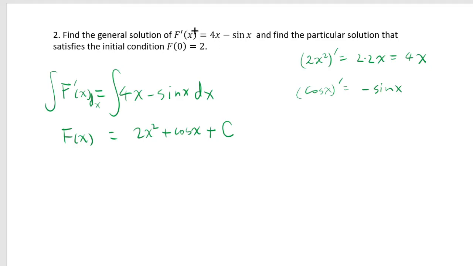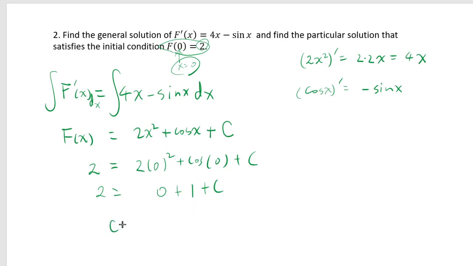Now, what does this mean? This means when x is equal to 0, f of 0 is equal to 2, right? So we can now apply the initial conditions and say that when x is 0, f of 0 is 2. And 2 is equal to 2 times 0 squared, which is 0, plus cosine 0, which is 1, plus c. So subtracting 1 from both sides, you get c as 1.